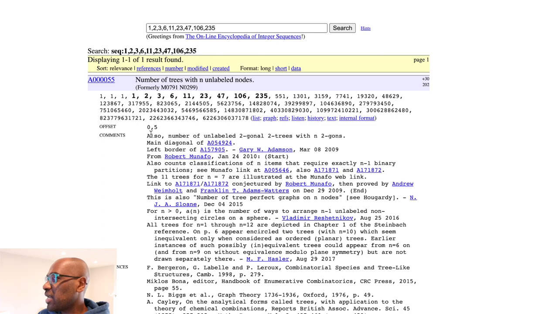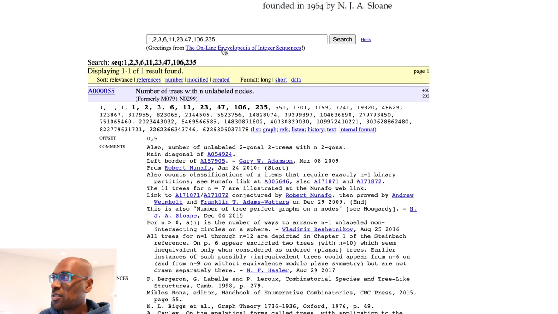So the idea is you can enter any type of sequence, and it tells you what that sequence might be counting. So for example, this sequence we had here, it counts the number of trees on n unlabeled vertices. It also counts the number of trees that are perfect on n nodes, as shown right over here, and gives you a list of all these different contributions from different mathematicians about what your particular sequence counts.